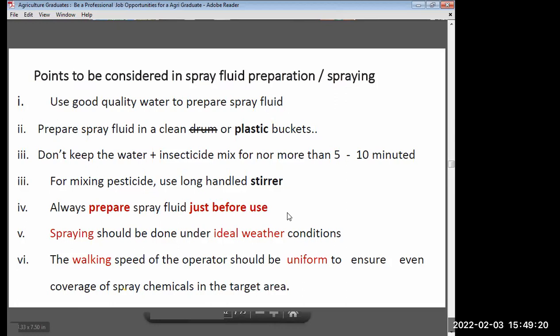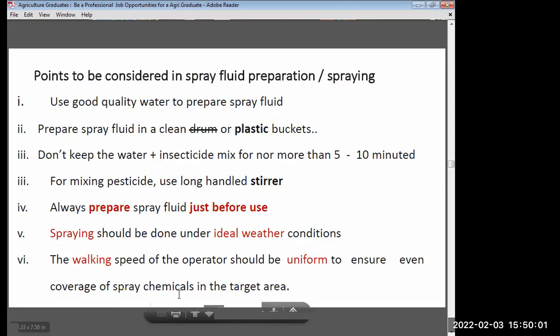Plastic packet means for each tank you have to prepare the spray fluid. Each tank you have to mix the spray fluid. Then you must take a clean stick without soil, because soil also detoxifies many insecticides. So the plastic packet is a must, one stick is a must, sprayer is a must. Then don't keep water and insecticide mixed for more than 5 to 10 minutes, for each tank, where the tank capacity is 10 liters.